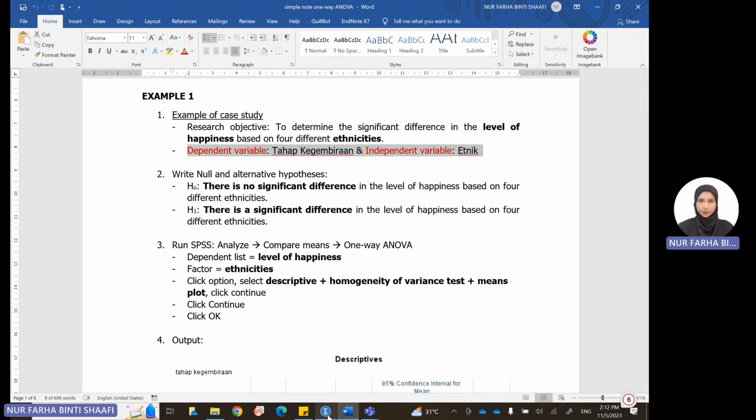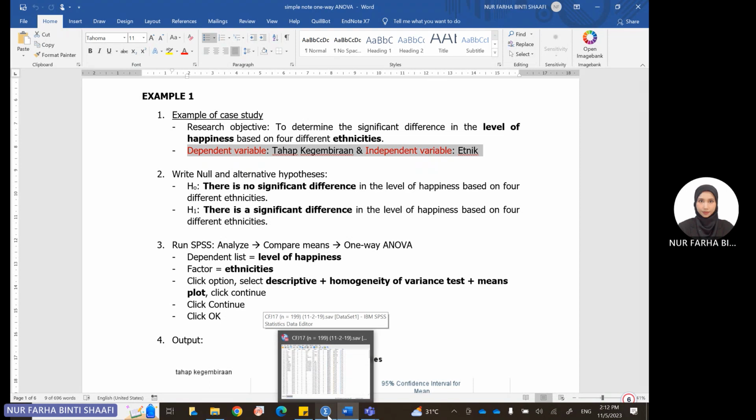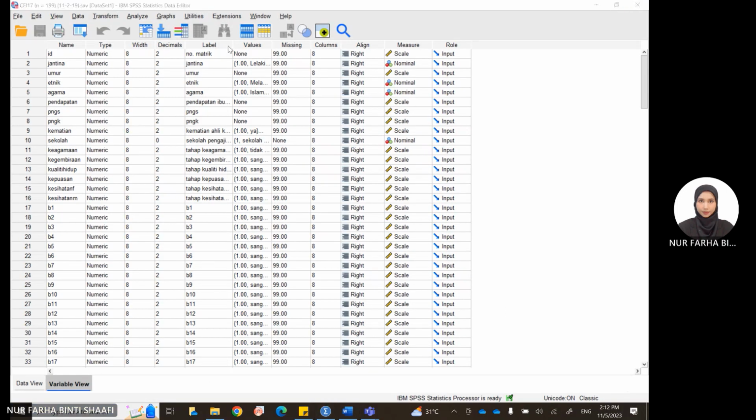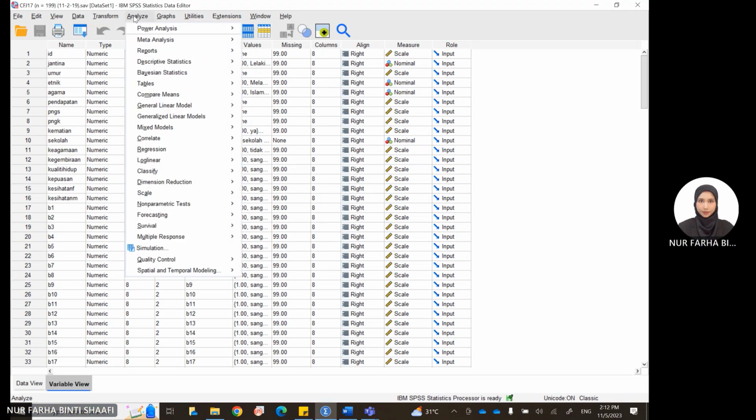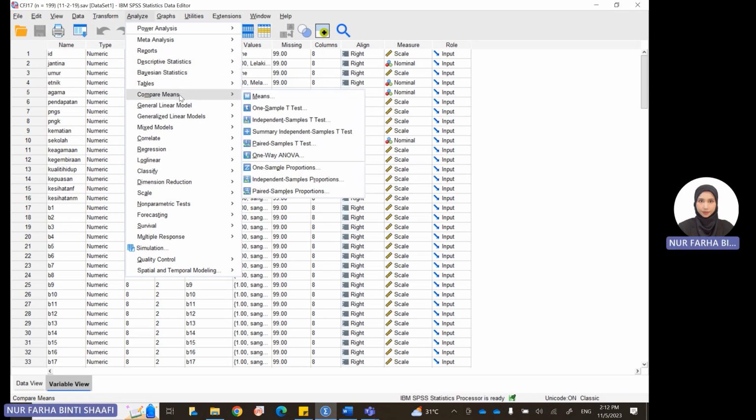So please go to your SPSS. First, go to Analyze. Click Analyze on your SPSS. And then you want to compare means. Try to find Compare Means, and then go to One-Way ANOVA. Click.